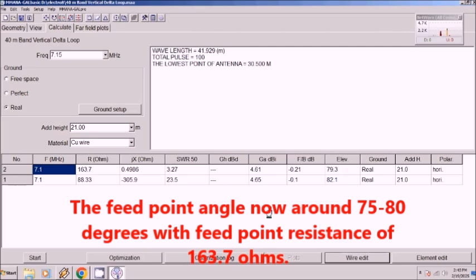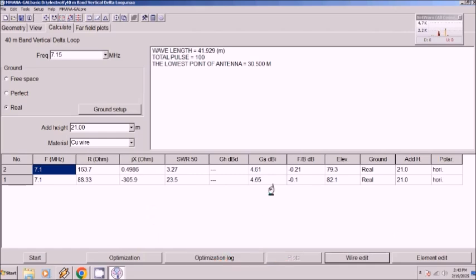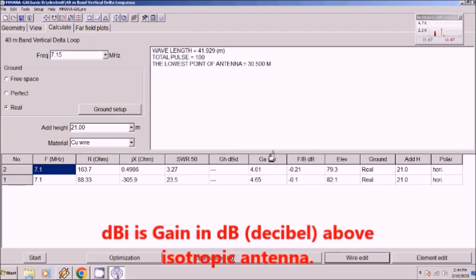So now we are going to discuss the gain of this 40 meters band vertical delta loop. This is gain compared to isotropic antenna. So how about the gain compared to the very well-known half wavelength dipole? How to calculate that?